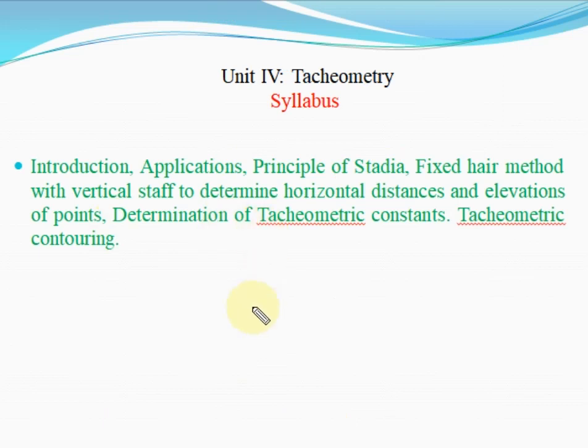Okay. So before starting, we see the syllabus. It is a small unit. First, introduction, application, and principle of the stadia method with vertical staff to determine the horizontal distance and elevation of points, then the constants of the tachyometer and tachyometric contouring. So these are the syllabus topics related to tachyometry.